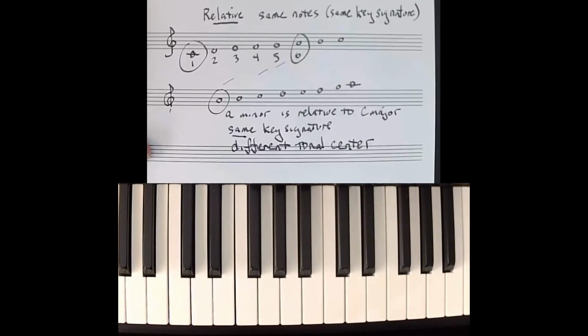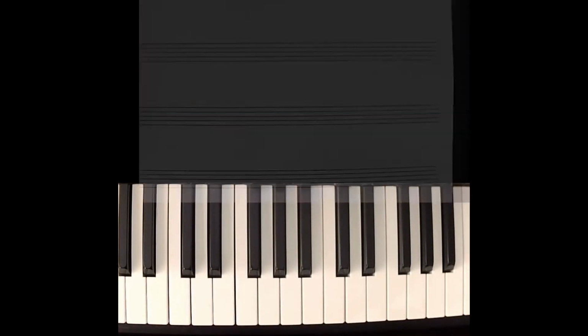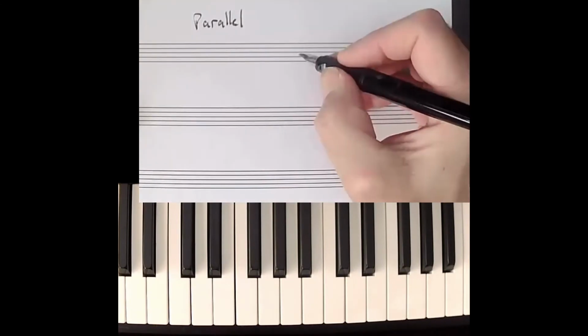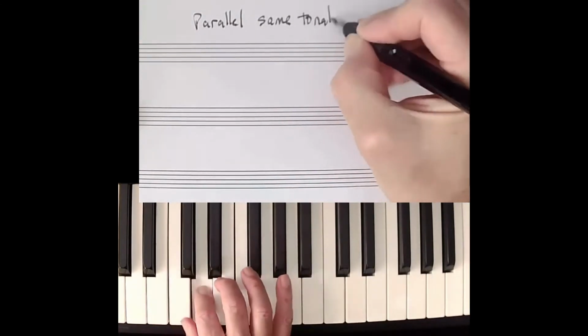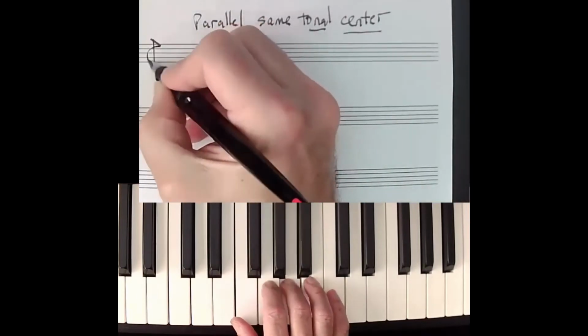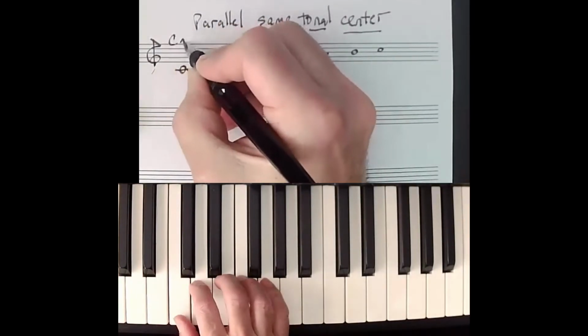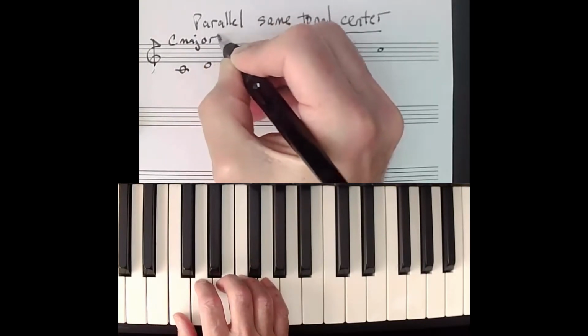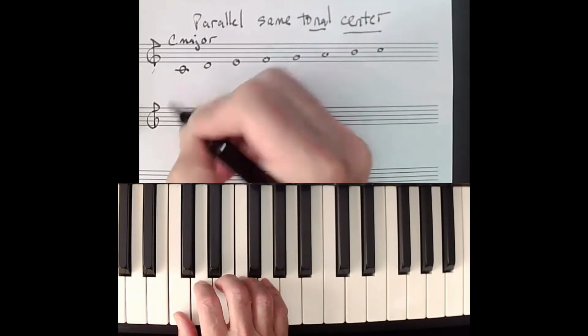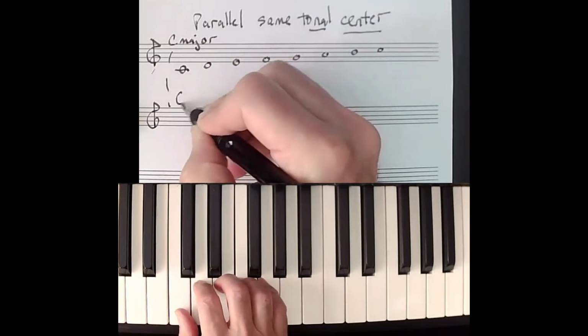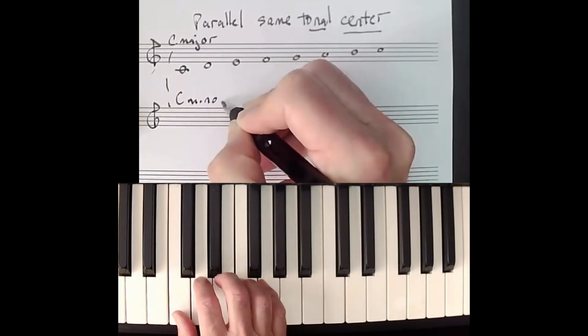Now we also want to talk about a relationship between scales that is parallel. In parallel scales, the tonal center is the same. So if, for example, starting with a C major scale, we want to come up with a parallel minor scale, we would try to draw or play a C minor scale starting on the same note.